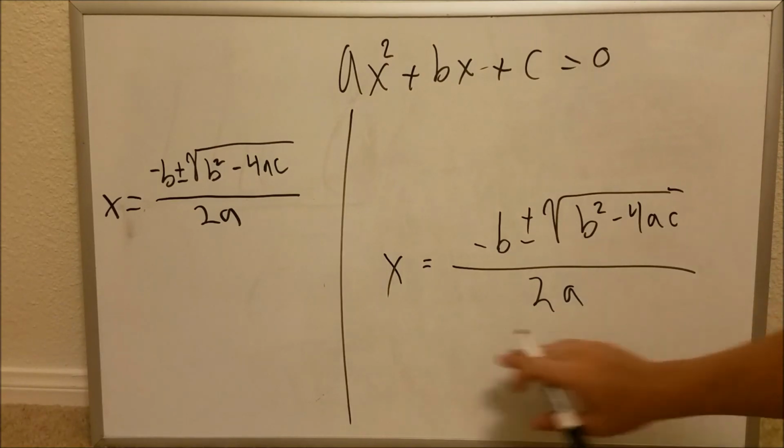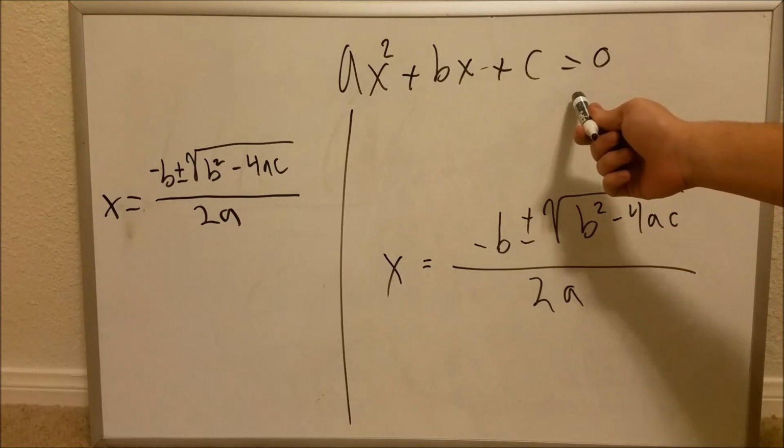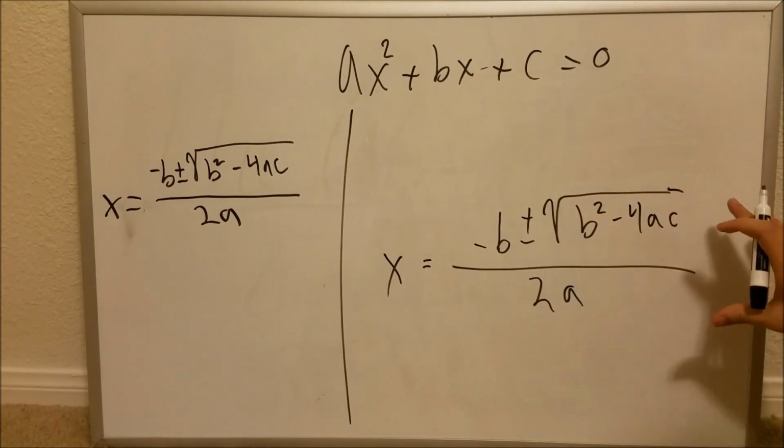And then boom, we got what we wanted. We were able to go from the general quadratic form to the quadratic equation to solve for the roots, the zeros.